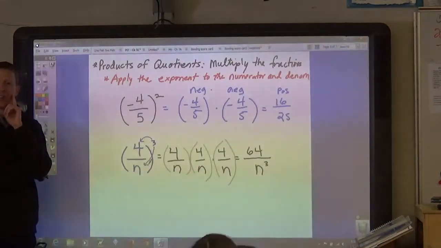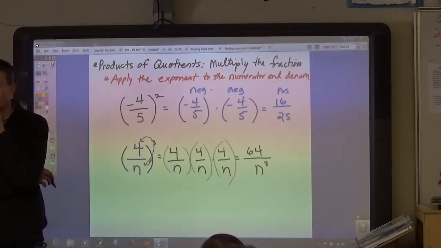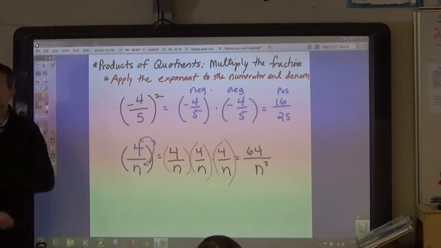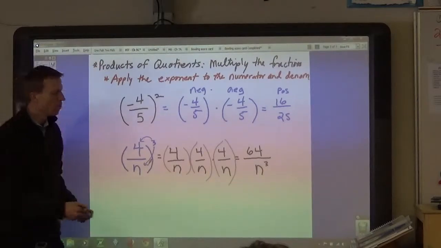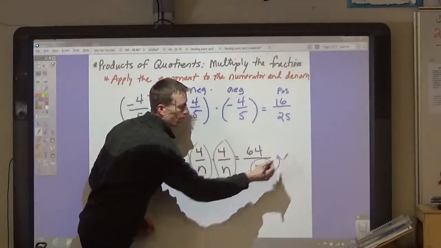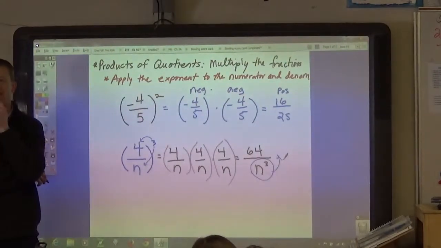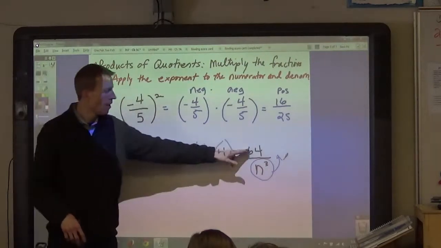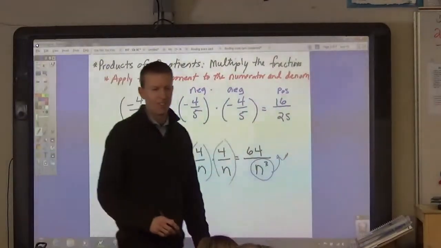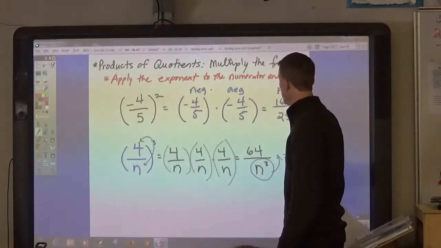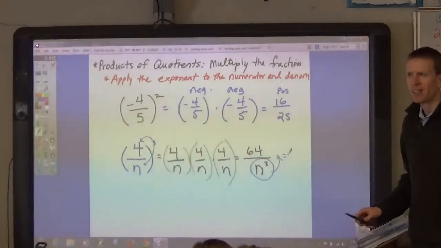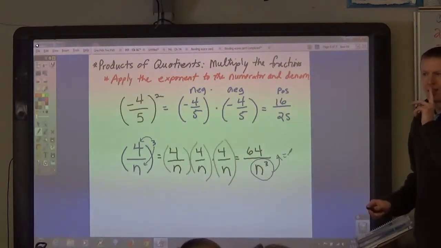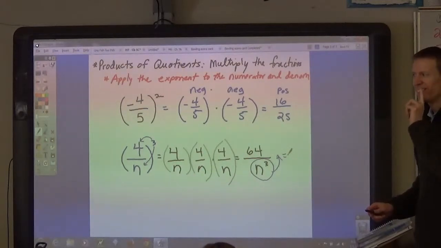How could you write this without the division bar, Joey? We'd move this up here, but we'd have to write it differently. What would we do? Well, that's what it says now, 64 divided by n to the third. No, we wouldn't use the division sign. We would use, anybody know? Anyone remember? Vicky? No?